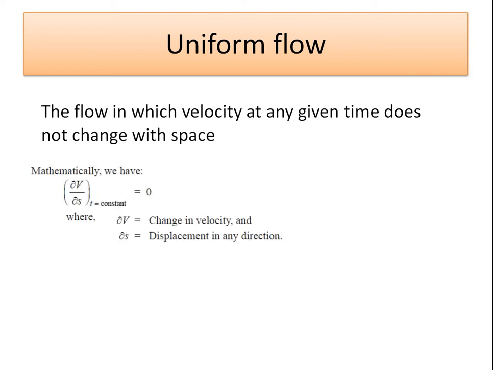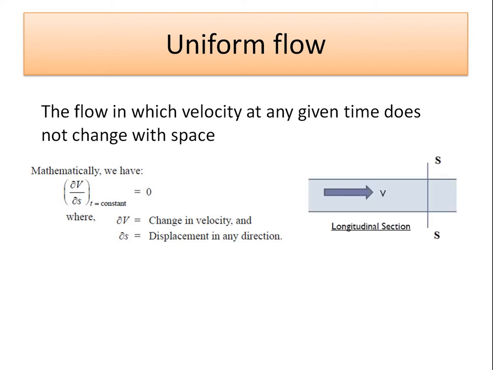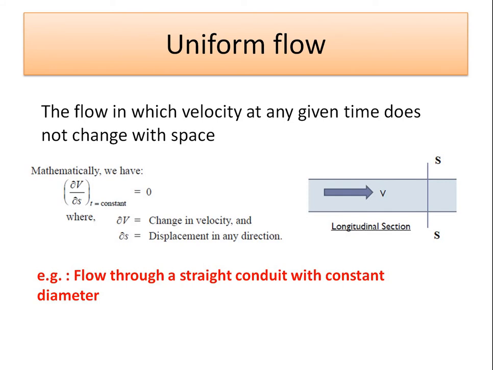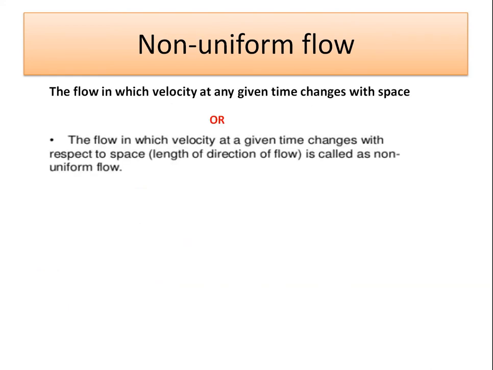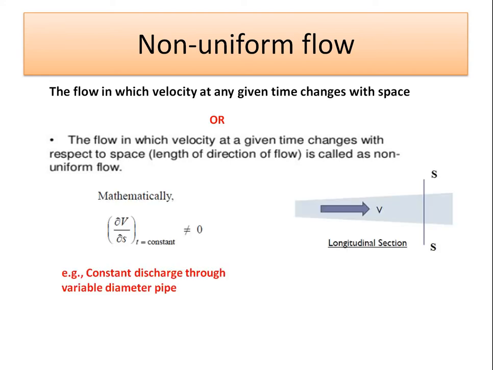So ∂V/∂s when t is equal to constant is equal to 0. So in the longitudinal direction we have taken an example: flow through a straight conduit with constant diameter is an example of uniform flow. Opposite to that, in non-uniform flow, velocity at any given time changes with the space. That is, the flow in which velocity at a given time changes with respect to space, length or direction of flow is called a non-uniform flow.